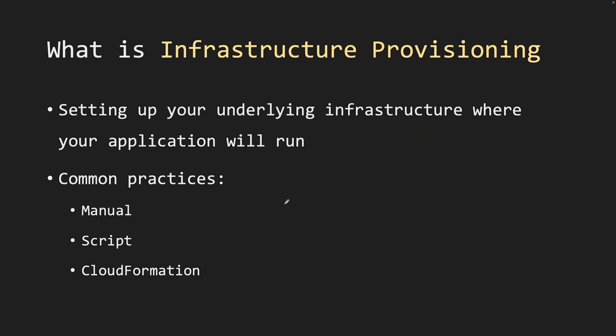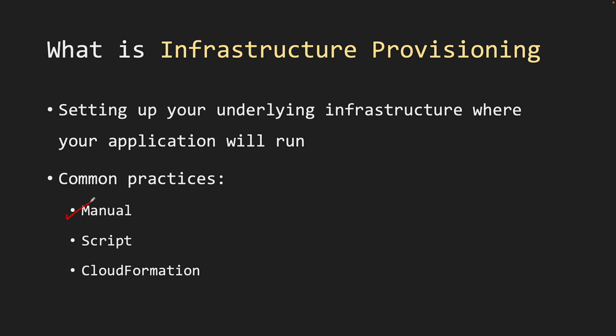So what is infrastructure provisioning? This simply means setting up your underlying infrastructure where your application will run, along with the steps to deploy your application. There are three common ways we provision our infrastructure. First is the manual way. By manual, I mean we just go to, let's say, the AWS console, start whatever service we need and then deploy our application. But this is a pretty bad approach.